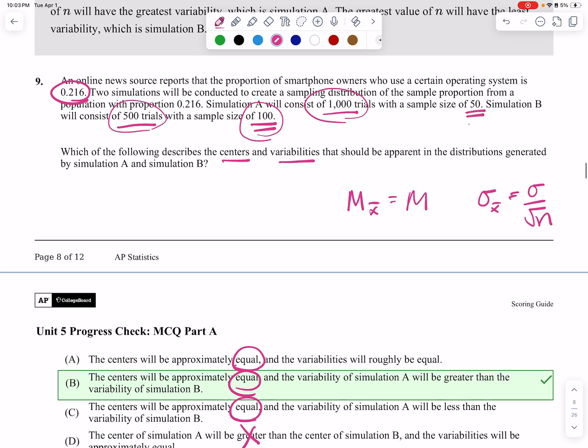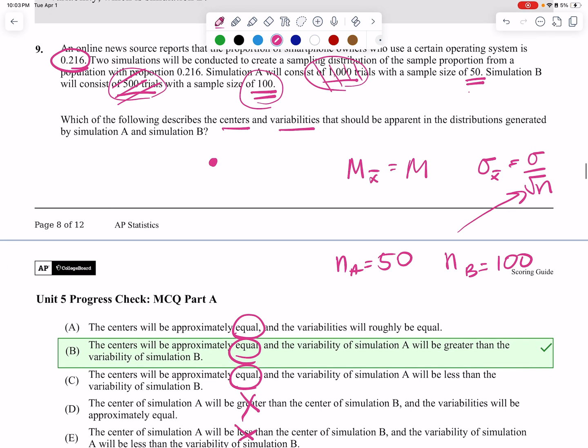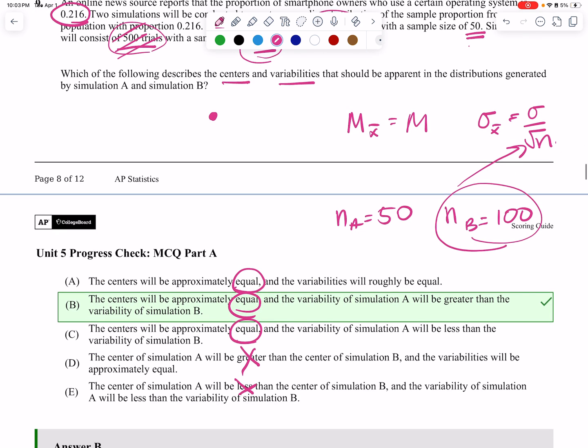So that's what you're trying to look for: it doesn't matter how many trials you have, because each dot is how many trials, but the size is what I'm looking for. So you don't need to have the trials, you need to look at N. So N_A is equal to 50, and N_B is equal to 100. Remember, I'm dividing by the square root of N, so when I divide by the bigger number, it's going to be smaller. So this divided by a bigger number makes it smaller, so that's why B is true.